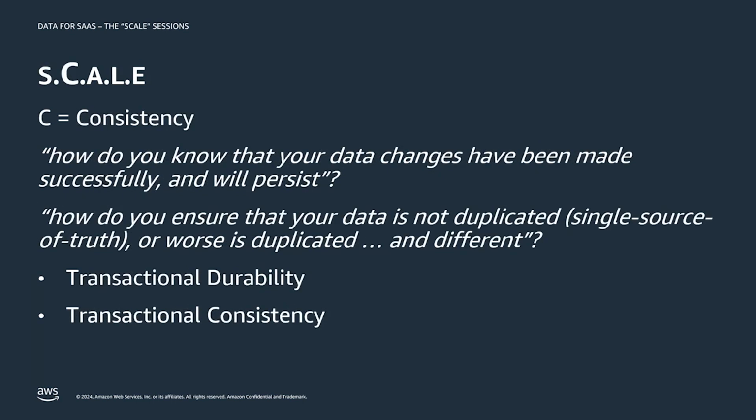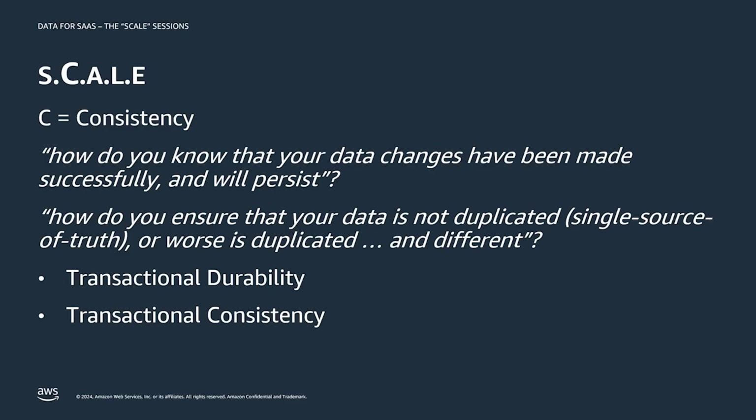Moving on to the C in the word SCALE, that stands for consistency. So how do you know that your data changes have been made successfully and they're going to persist? How do you know that your data is not duplicated, that you do only have a single source of truth? Or worst case, your data is duplicated and the values are different. So this comes down to transactional durability and transactional consistency.